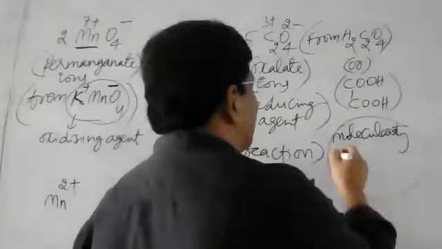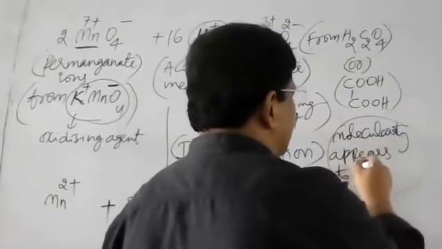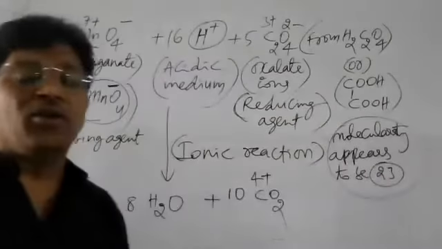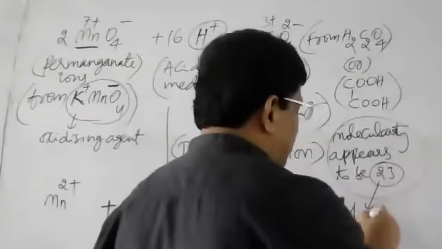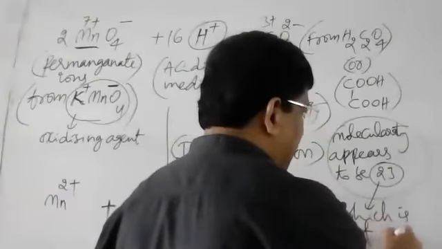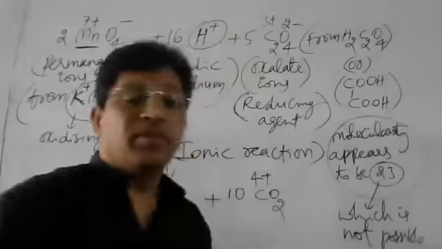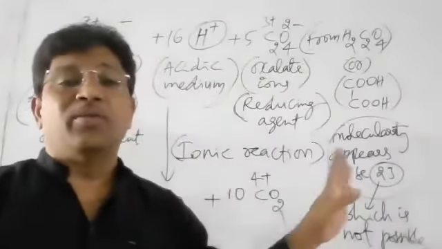Molecularity of this reaction appears to be 23. Is it possible to have a molecularity of 23? No, which is not possible. A molecularity of 23 is never possible. Remember, it is not a possible value. Is it clear?